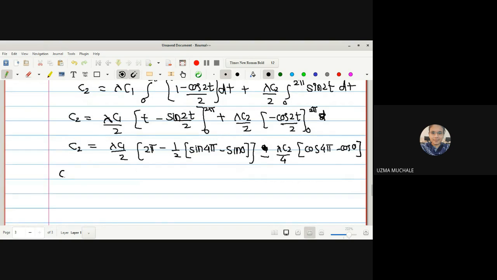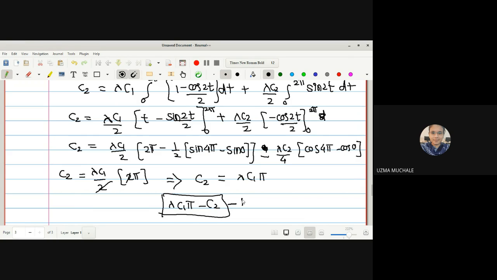Again we know the value of sine and cos. This term will be 0 since sin n pi is 0. This is 0, this is 0, the resultant is 0. Here also cos 4 pi is 1, cos 0 is 1, 1 minus 1, again it is 0. This 2 gets cancelled and we get the equation C2 is equal to lambda C1 pi. You can write this as lambda C1 pi minus C2. This is our equation B.